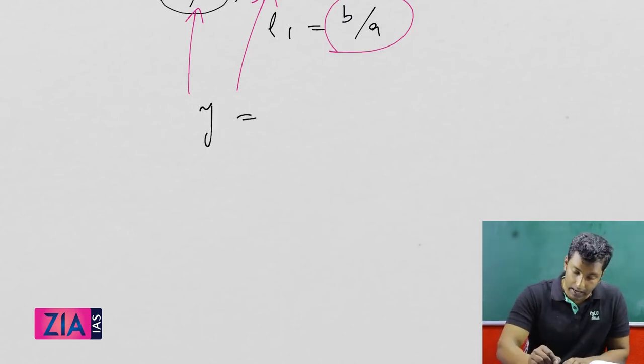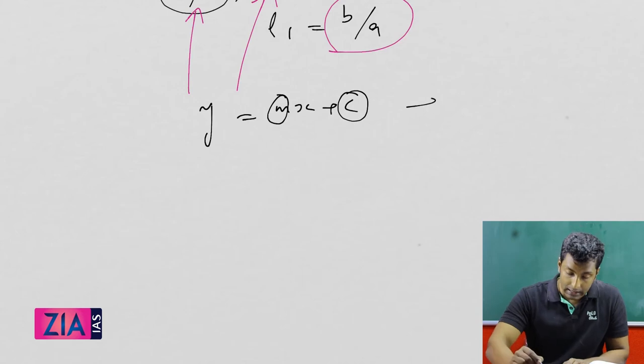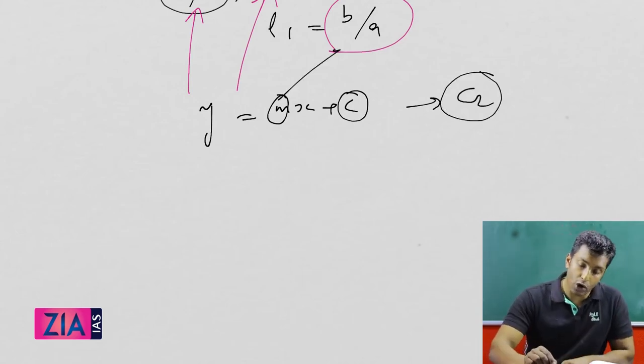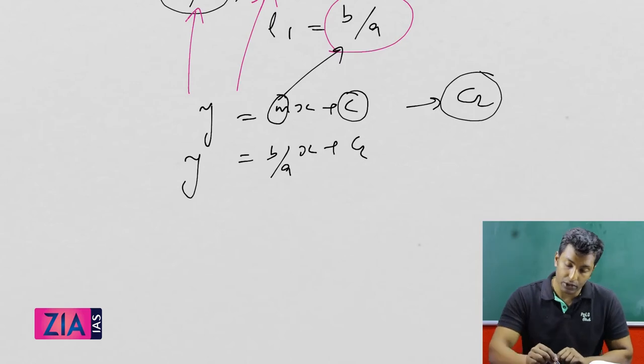So the equation is y equal to mx plus c, where m is the slope and c is the y-intercept. Now let's assume that the y-intercept is c2, and the slope we understood is b by a. So you'll get b by a x plus c2 equal to y. So this is the equation.